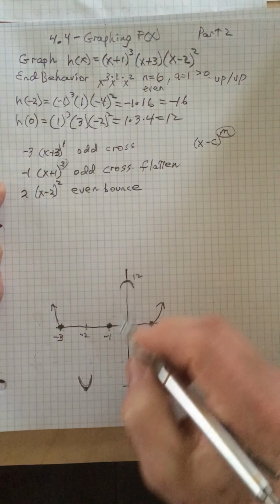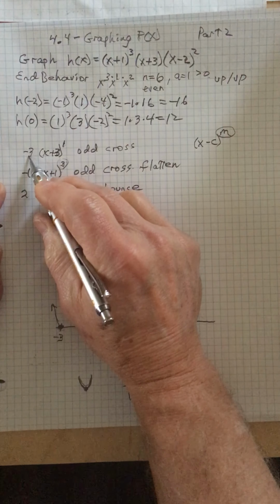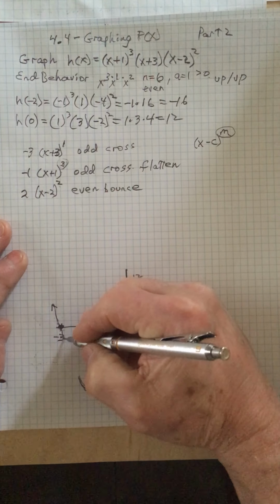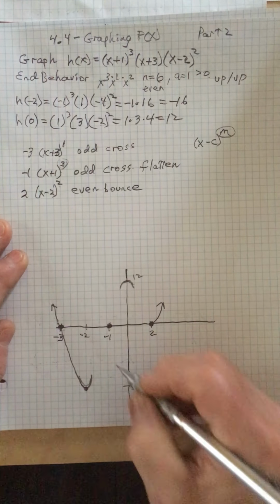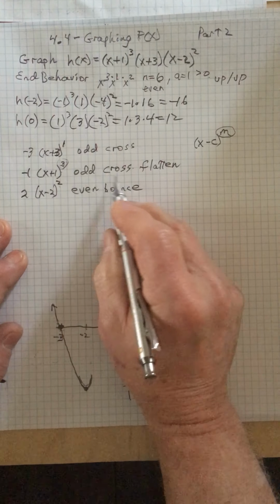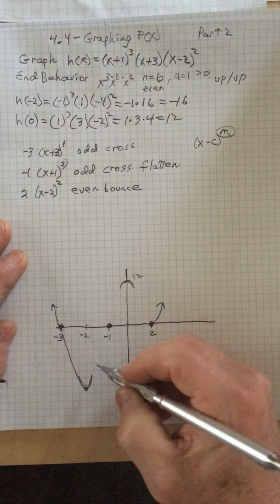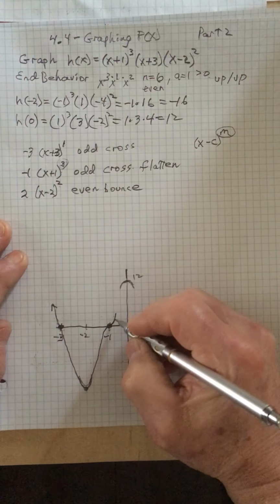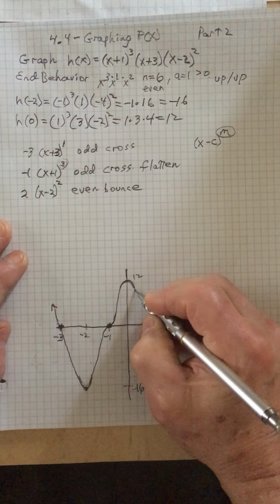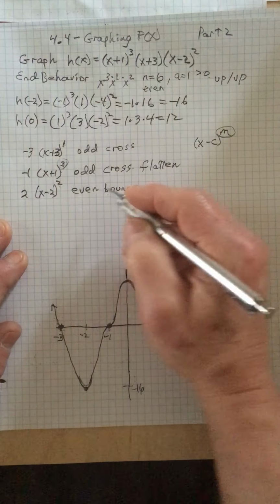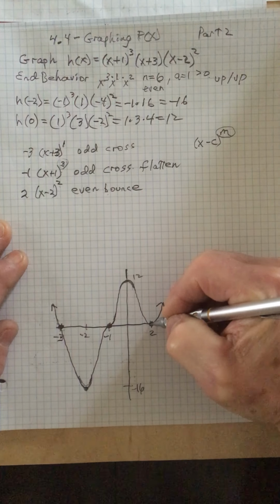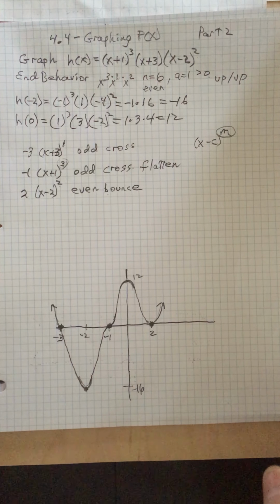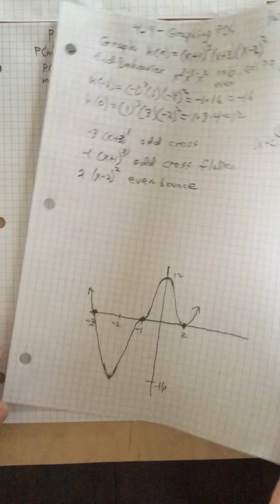So now we can sketch it. So at this root, we're just going to cross straight through. And we're going to come down to here. At minus 1, we're going to cross again, but we're going to kind of flatten out as we cross. So it's going to look like this. And then we're going to come up to here, turn around, and then we're going to bounce. And just bounce, not flat. And then we're going to go up. And that's the graph. All right, let's look at one more.